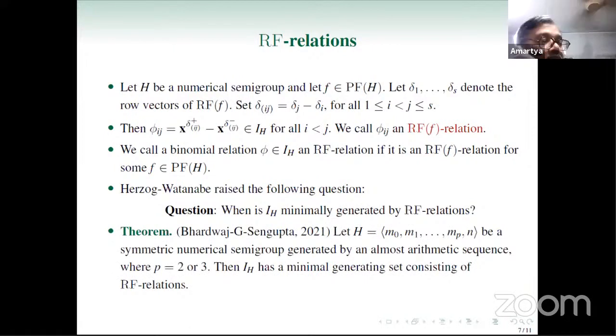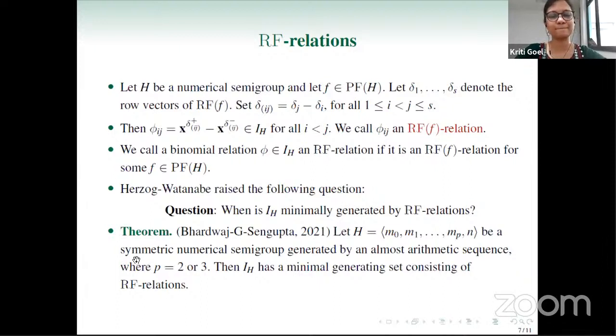So the way we answer it is the following. The setup is, again, we come back to numerical semigroups generated by an almost arithmetic sequence, but now we restrict ourselves to the condition of the semigroup being symmetric. And we also impose the condition that embedding dimension is either 4 or 5. Under this setup, we were able to prove, using the information from the row factorization matrices, that the defining ideal has a minimal generating set which consists of RF relations. So in embedding dimension 4 or 5, under the condition of symmetricity, we were able to prove that for this class, the question indeed has an affirmative answer.